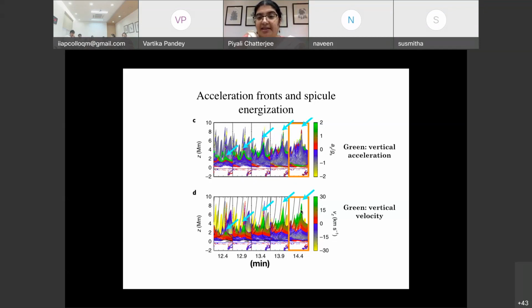So this spicule basically does not rise and fall in unison. So inside the spicule, there is some microstructure. Part of the spicule, the tip of the spicule, is still going up, whereas the plasma in the body of the spicule has started falling down.